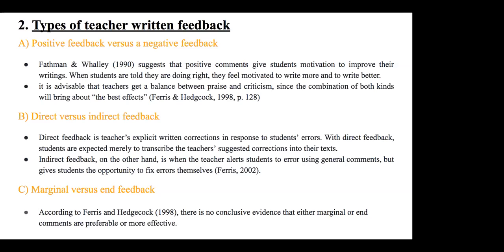The second type of teacher written feedback is direct versus indirect feedback. Direct feedback is the teacher's explicit written correction in response to students' errors. With direct feedback, students are expected merely to transcribe the teacher's suggested correction into their text. Indirect feedback, on the other hand, is when the teacher alerts students to errors using general comments, but gives students the opportunity to fix the errors themselves.